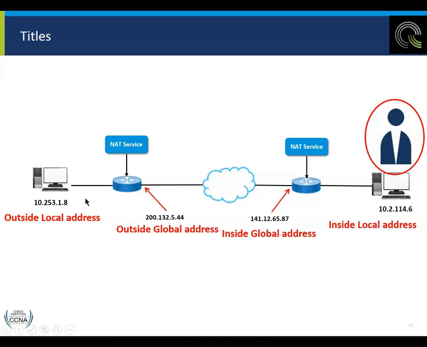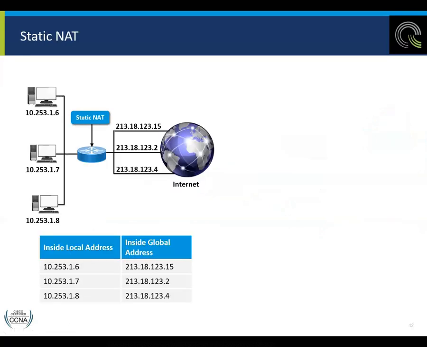It's a matter of perspective when we do these things. So it depends on where we are, who we are, whether it's an inside or an outside address. That becomes significant when we start writing the NAT. We're going to have three different ways to do this. The first one is a static.